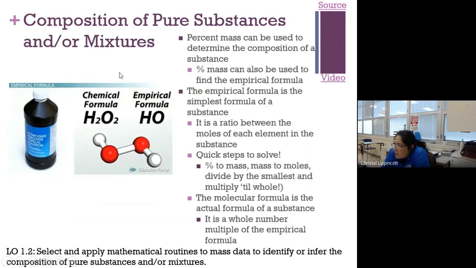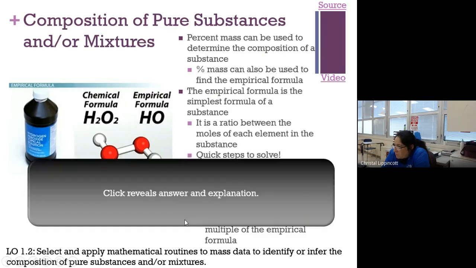All right. Pure substances are not mixtures. Percent mass can be used to determine the composition of a substance. The percent mass can also be used to find the empirical formula. Remember, the empirical formula is the simplest formula of a substance, the ratio between the moles of the substance. Quick steps to solve percent mass to moles: mass to moles, divide by the smallest, multiply until whole. The molecular formula is also sometimes the actual formula of the substance. It's a whole number multiple of the empirical formula.